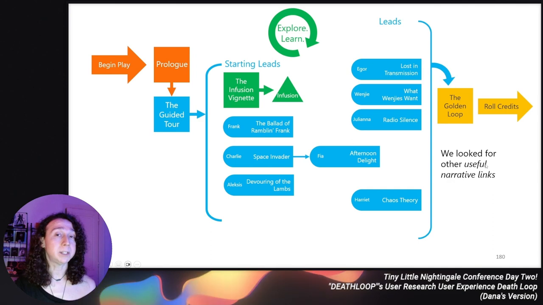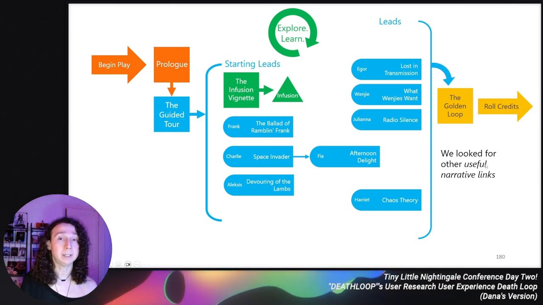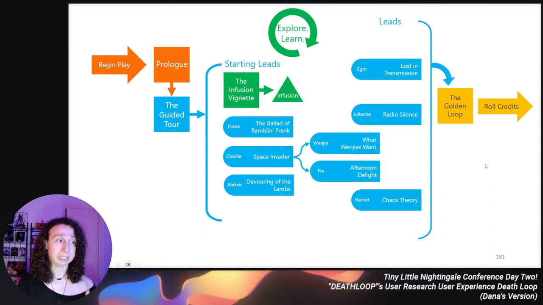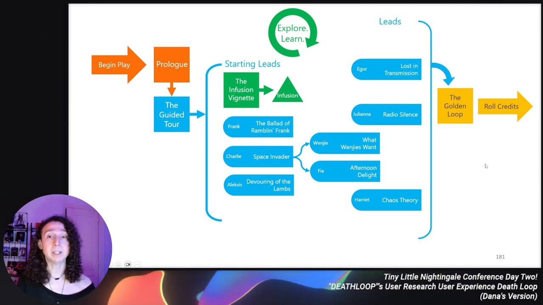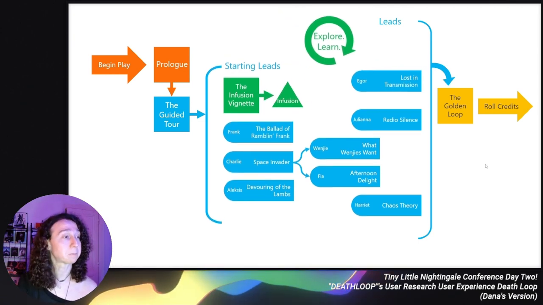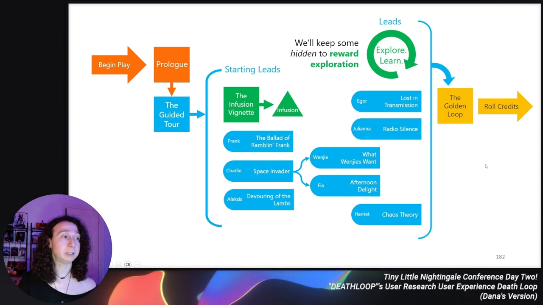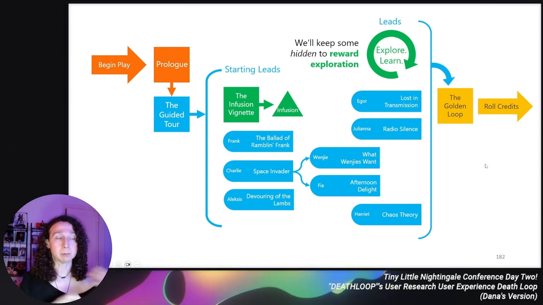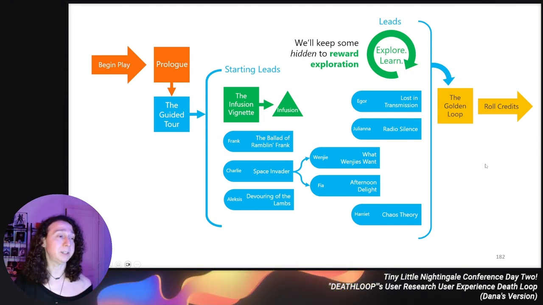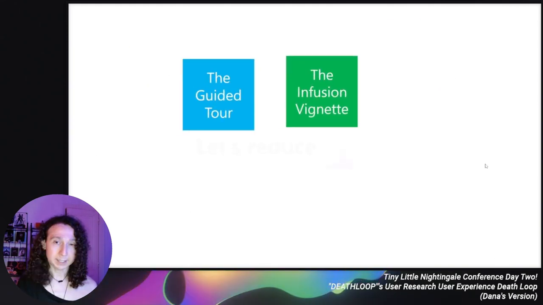There was no reason for Wenji to have a lead at all before, because she was all alone in the complex. But once you discover the connection between Charlie and Fia, that creates the need for the Wenji lead. So that's when we decided to kick off Wenji's lead as soon as it became relevant. We are going to leave a couple of the leads as mysterious, hidden in the background, to reward that exploration of the world, learning about the world and the scenarios that's so important to me. All right, that should help. But we're not quite done yet.